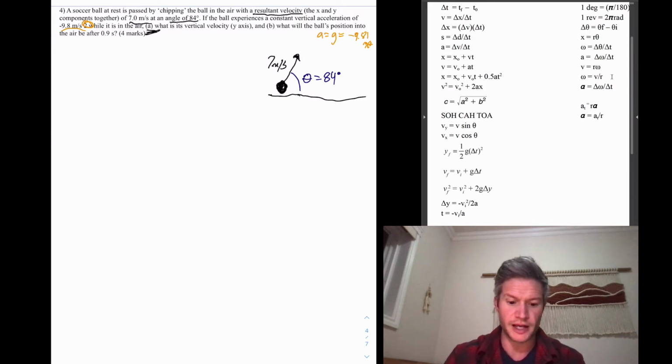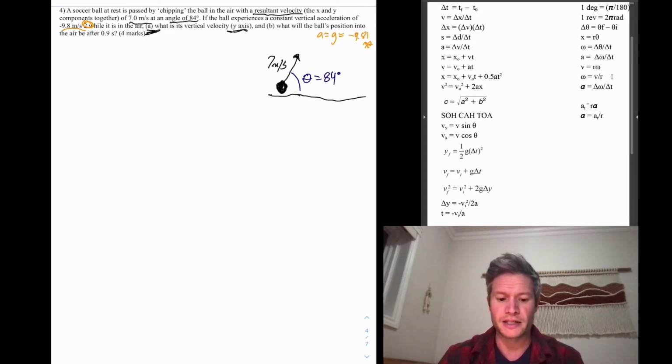So let's look at A. Got our system drawn, perfect. Collected what we knew, great. First two things to always do with word problems, always. A, what is the vertical velocity? So the y-axis. What to start with? The vertical velocity, sorry. And the x-axis, or y-axis.